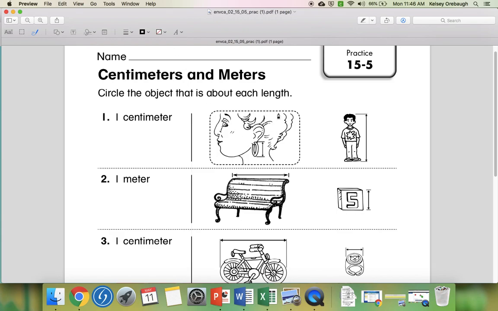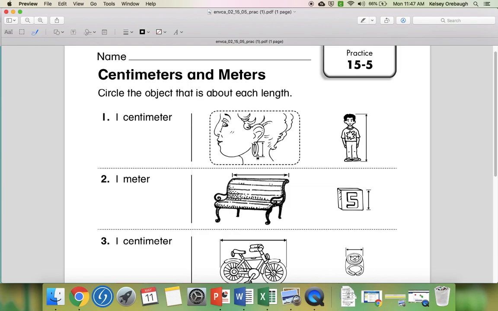In the first picture, we see a woman's earring, and we are trying to determine which object is about 1 centimeter long. Her earring or the entire height of this boy? Well, think of a boy your age. He is much taller than 1 centimeter. A centimeter is about the length of your pinky nail or the tip of your eraser.